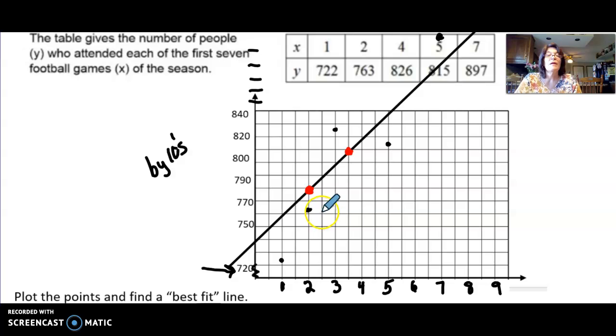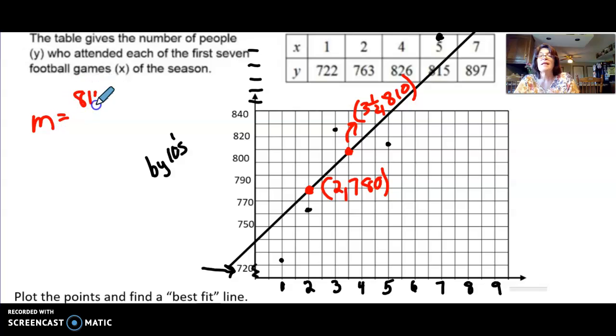Okay. Once I have 2 points, let's see, this point is 780. Okay, 780. Oh, this point I went to 3.5. Oh, well. This point is 3.5. And I went up to 810. 3.5, 810. Those are the points I'm going to use. Maybe you went through 2 different ones. That's fine. Okay. So from there, I'm going to find the slope.